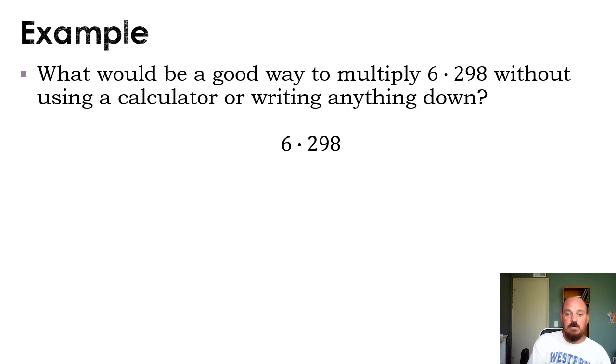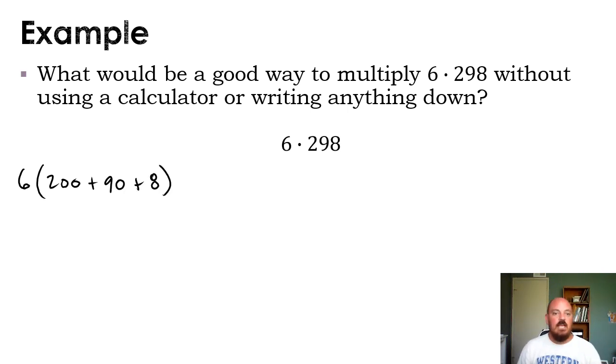You could do it as 6 times 200 plus 90 plus 8, and do a 3-part distributive property. You could say 6 times 200 is 1200, 6 times 90 is 540, 6 times 8 is 48. All of a sudden you're at a point where I can't do that in my head anymore. That's too much. Trying to remember 1200 plus 540 plus 48 more gets too hard. So let's say we're not going to do it this way.